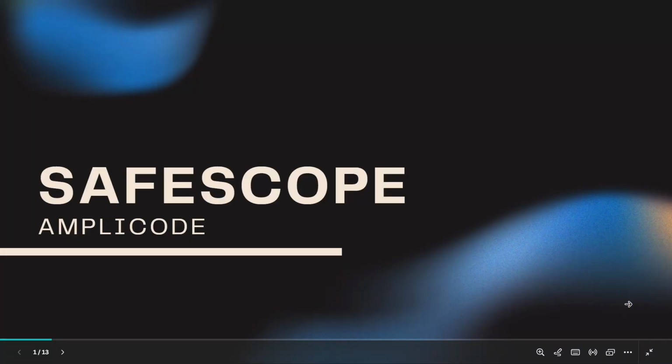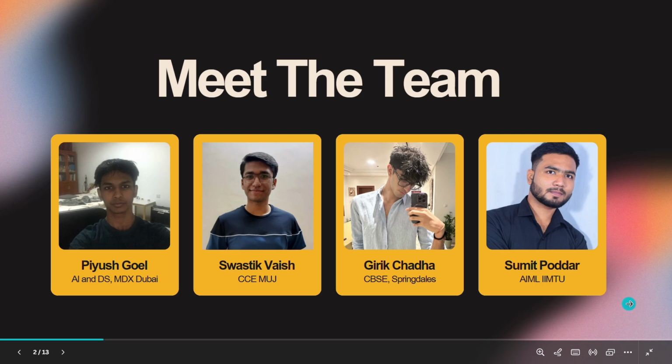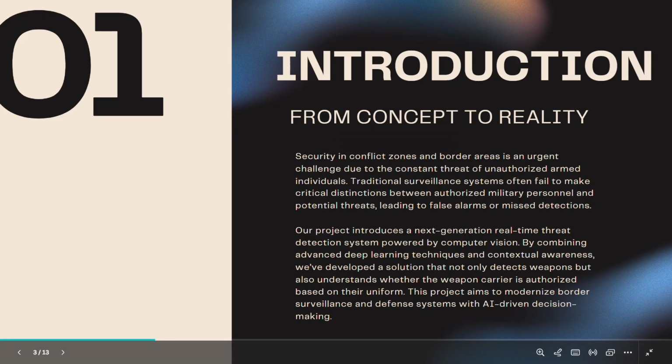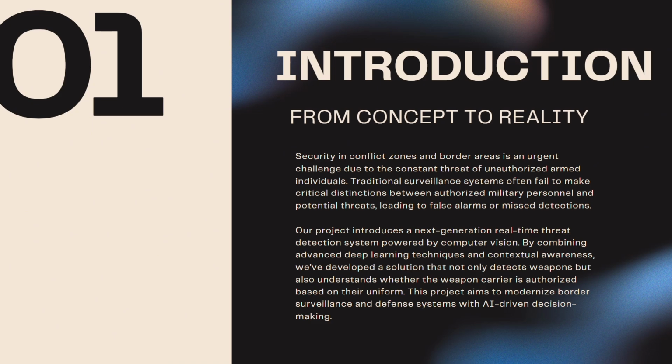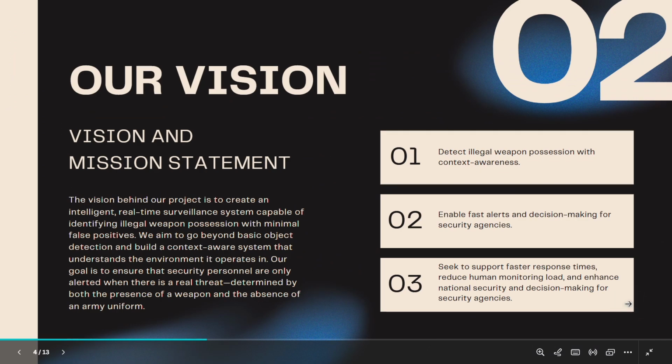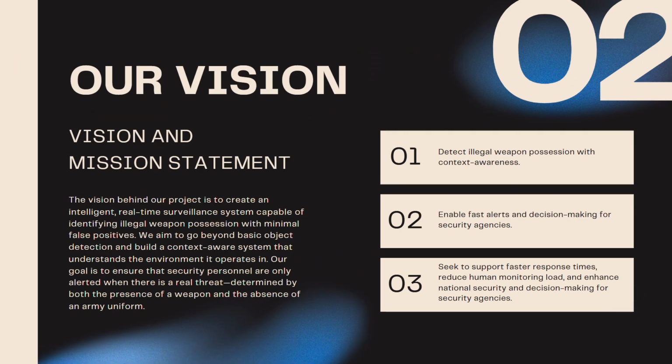We are a team of 4 students who are aiming to improve security in conflict zones and border areas, as this is an urgent challenge due to the constant threat of unauthorized armed individuals. So our vision is to detect illegal weapon possession with context awareness, enable fast alerts and decision making for security agencies, and seek to support faster response times, reduce the human monitoring load for these agencies, and enhance national security and decision making for security purposes.